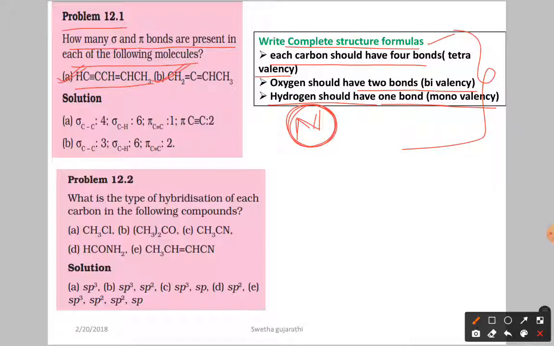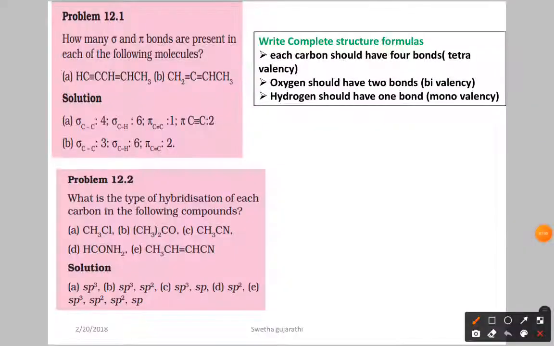Just go for the solution now. First you have to write the complete structure. Now I am going to write the complete structure here. First I will count the carbons: first, second, third, fourth, 5. Total we have 5 carbon atoms. Let us see here. This is the first carbon atom having the triple bond. Another carbon atom, then CH, then, okay, I will write that clearly.